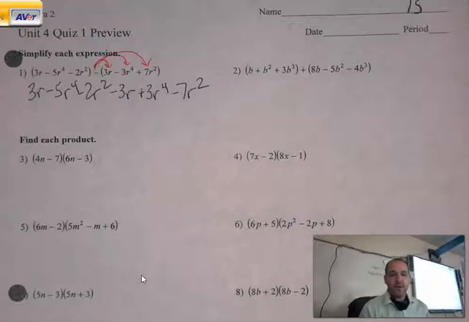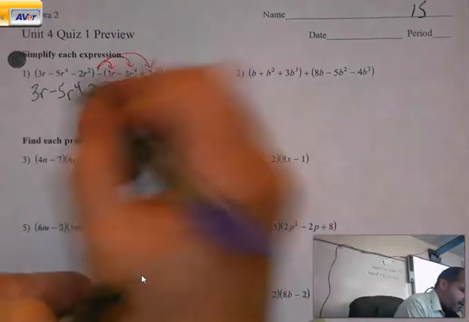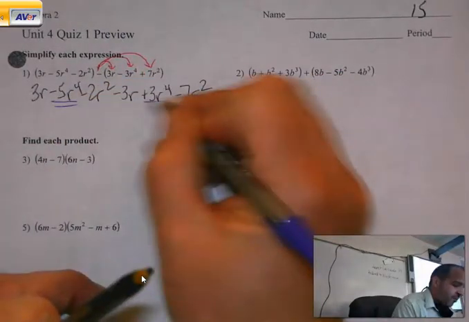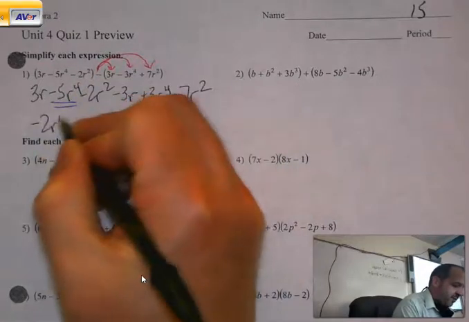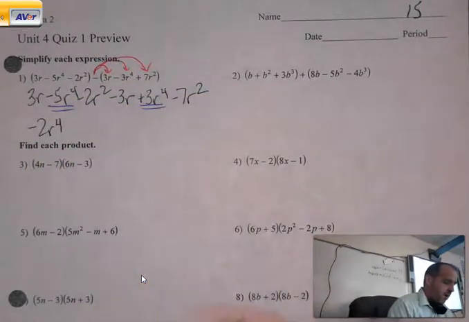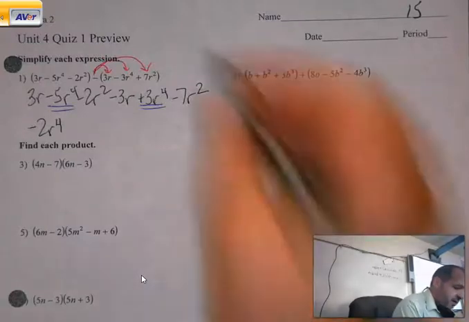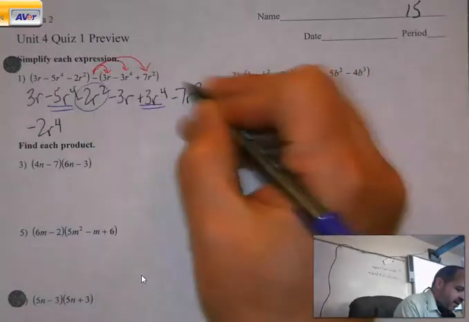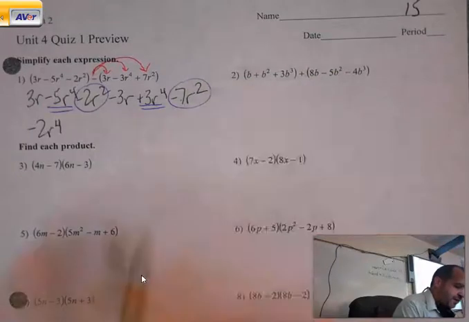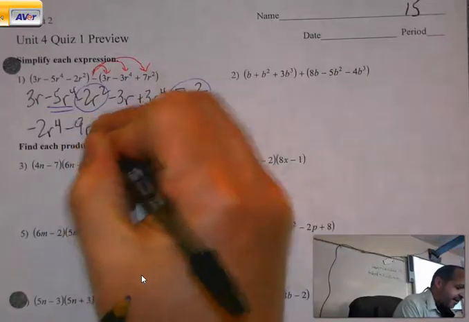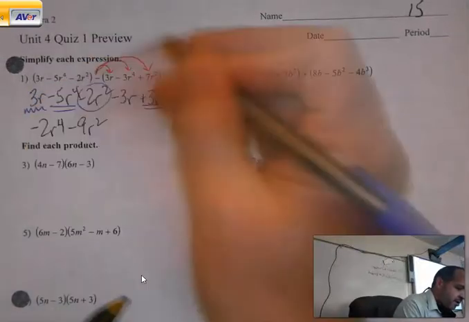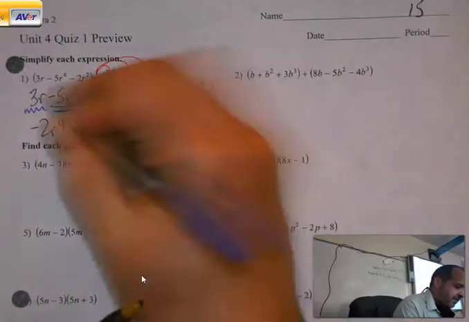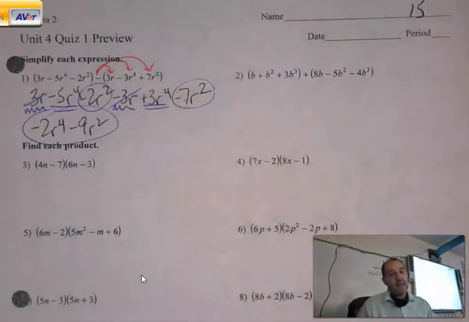And then it just becomes a big old game of combining like terms. So where's that biggest exponent? R to the fourth. R to the fourth. There's another one. Negative 5 plus 3 is negative 2 R to the fourth. No R to the thirds. R squared. Negative 2 minus 7 is negative 9 R squared. And R's, 3R minus 3R, well, it just canceled out. Okay. That's all I got left.